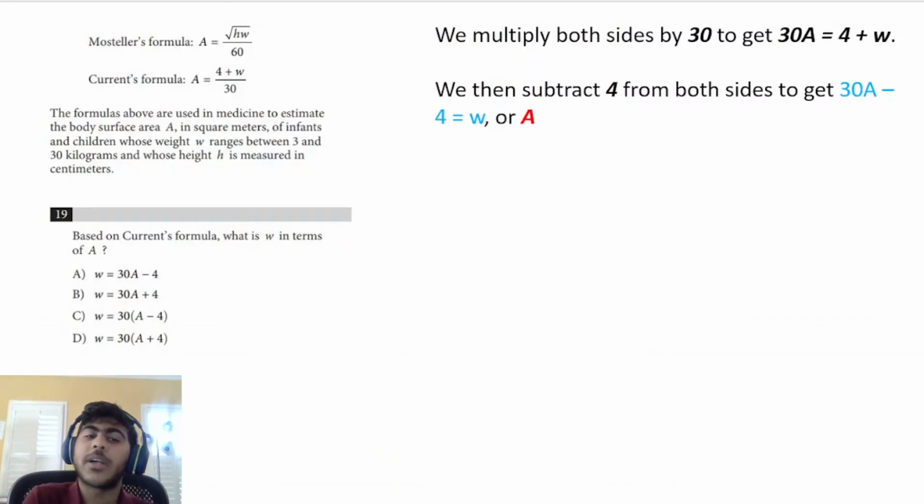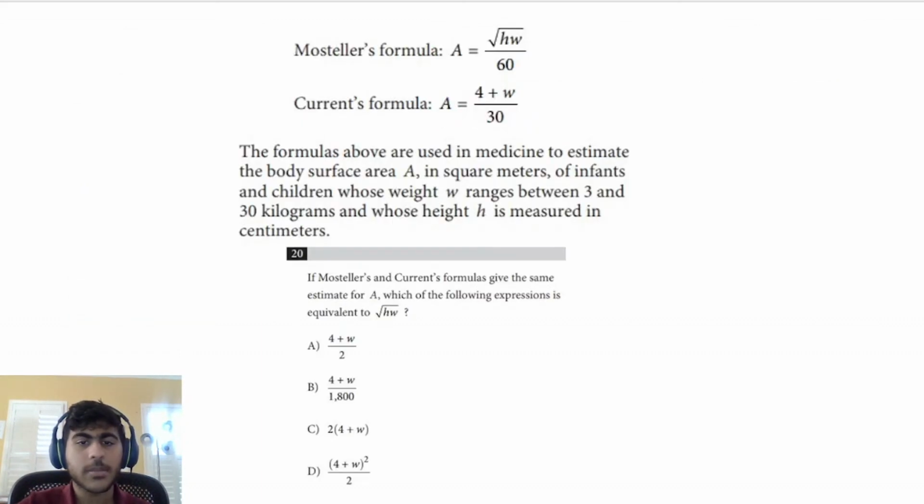Well, we can first multiply by 30 on both sides to get 30A equals 4 plus W. Then we subtract off the 4, and we get 30A minus 4 equals W, which is answer choice A. Let's keep going. Number 20, the last question of this set.